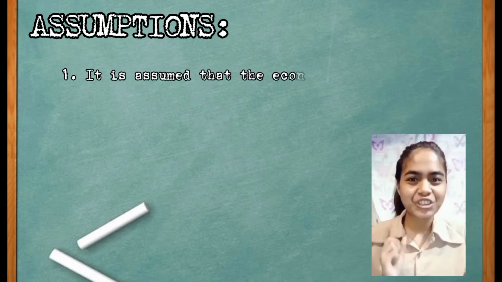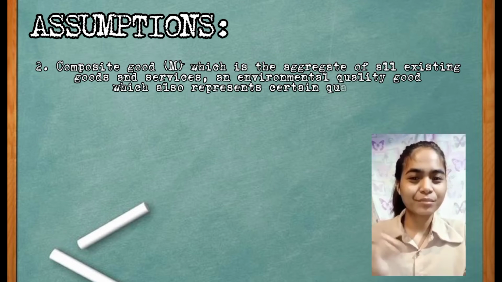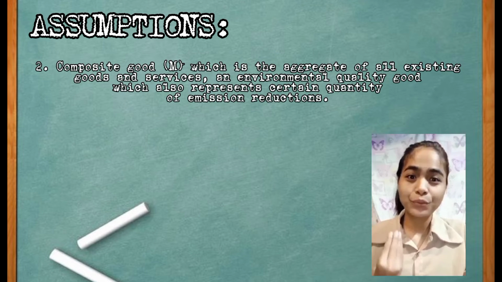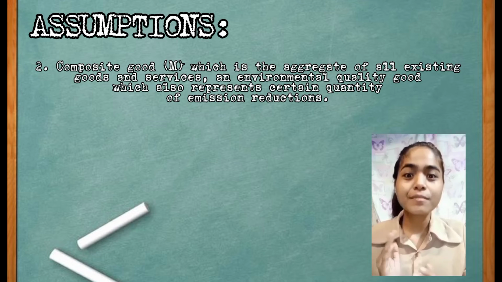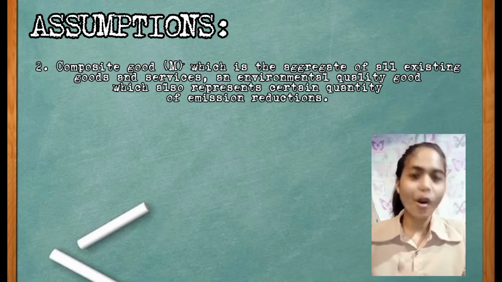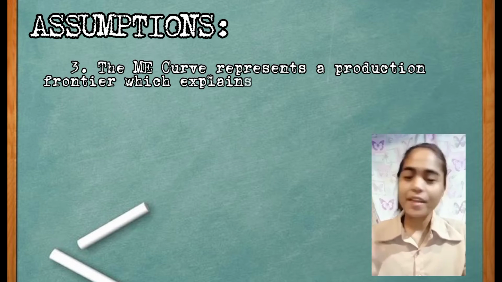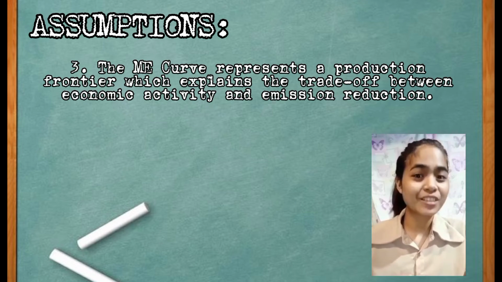Now I will tackle the model of environmental economics. Assumption number 1: it is assumed that the economy is producing two sets of goods. Number 2: composite goods M, which is the aggregate of all existing goods and services, and environmental quality goods, which also represent certain quality or emission reduction. Number 3: the MEQ is represented as a production frontier, which explains the trade-off between economic activities and emission reduction.